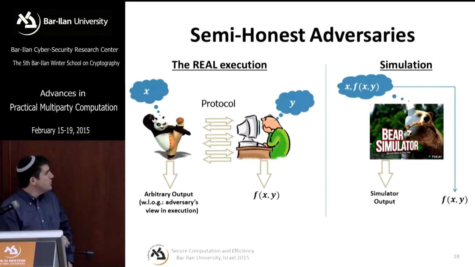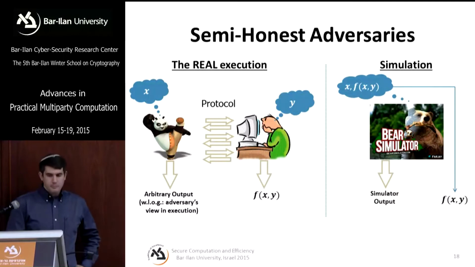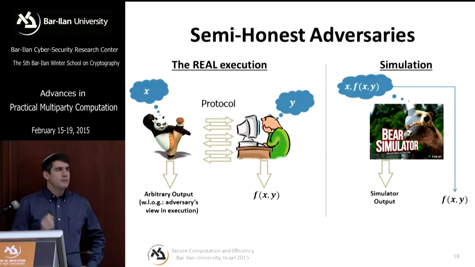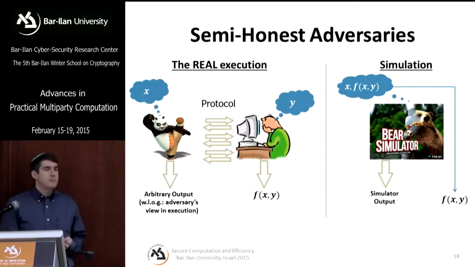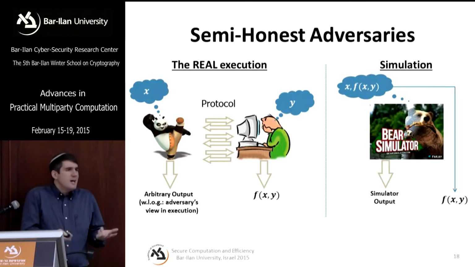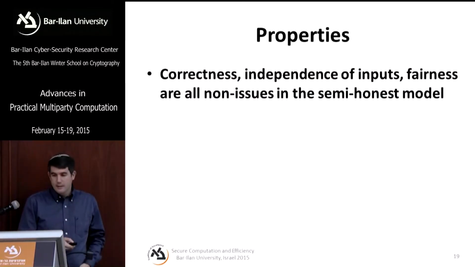So the joint distribution of this output, along with the real output, the f of x, y, the output of the function, is going to look exactly the same as this pair here. That's what we define. That's the requirement from the simulator. The simulator is given the input and output of the corrupted party and tries to generate the adversary's output. Without loss of generality, it can be the view of the adversary, just the transcript that it sees.